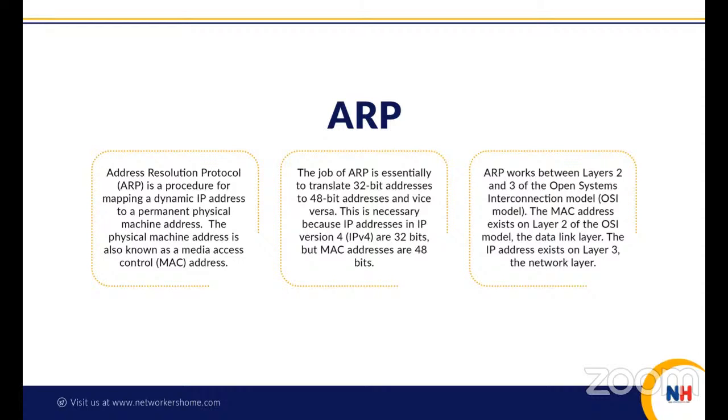ARP works between layer 2 and layer 3 of the Open System Interconnection model, OSI. The MAC address exists on layer 2 of the OSI model, the data link layer. The IP address exists on layer 3, the network layer.